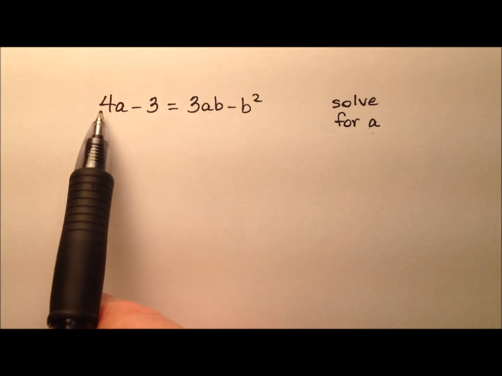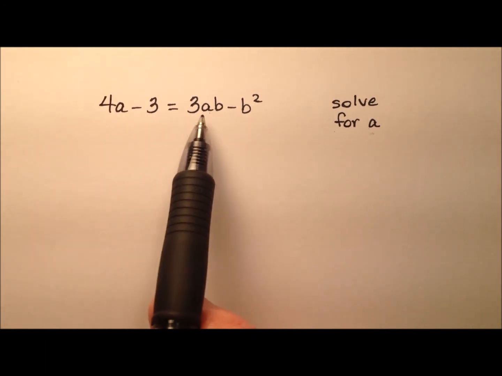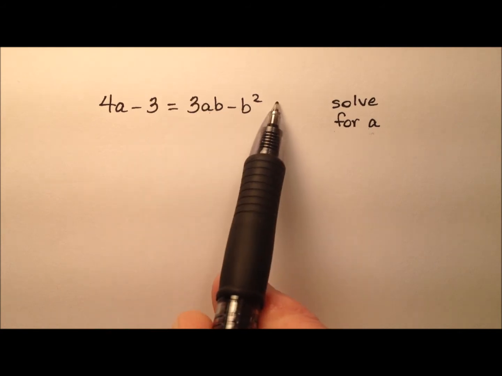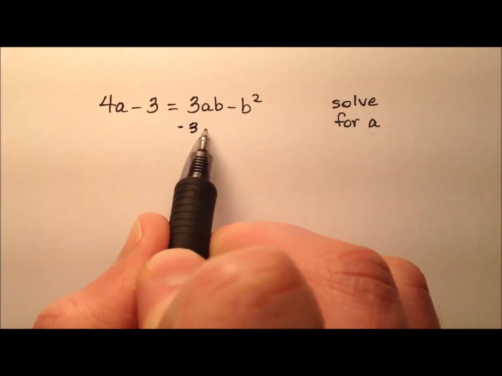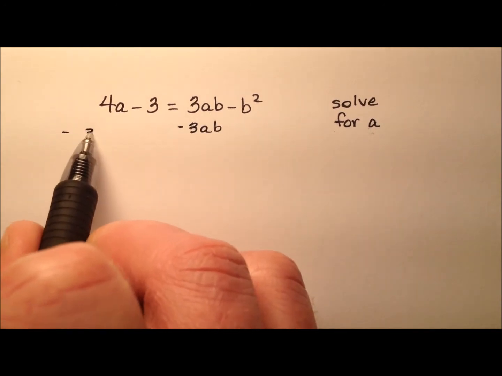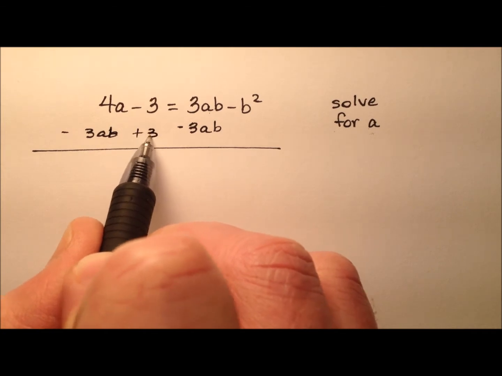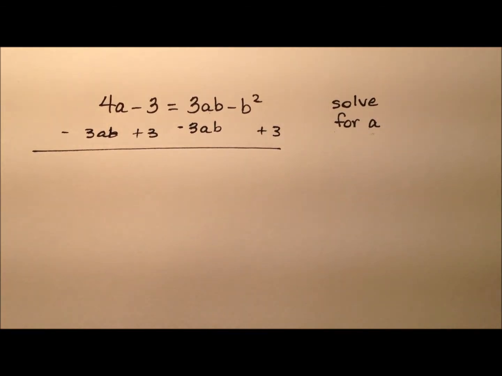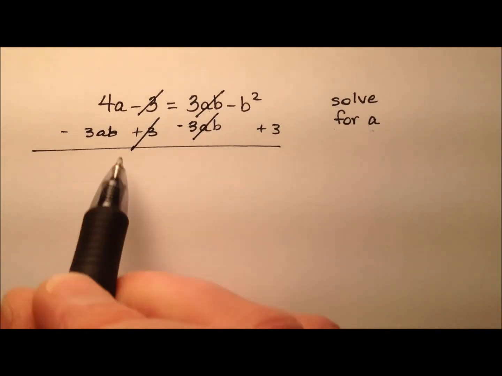Well, let's go ahead and get all the terms that have an a on one side. Let's put them on the left side. And all the terms that don't have an a, let's put those on the right side. So to start this, we'll subtract 3ab from both sides of the equation. And we'll go ahead and add 3 as well. So you can see a few things are going to happen. Those 3's will cancel, and of course the 3ab's will cancel. And it'll look like this.